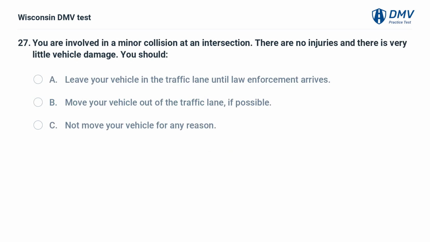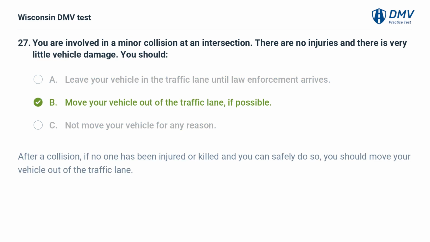You are involved in a minor collision at an intersection. There are no injuries and there is very little vehicle damage. You should A. Leave your vehicle in the traffic lane until law enforcement arrives. B. Move your vehicle out of the traffic lane, if possible. C. Not move your vehicle for any reason. B. Move your vehicle out of the traffic lane, if possible. After a collision, if no one has been injured or killed and you can safely do so, you should move your vehicle out of the traffic lane.